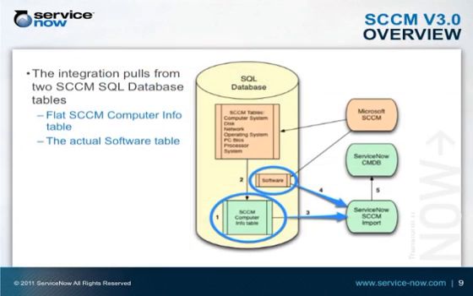Now let's move into the version 3 plugin of SCCM integration. This plugin is very similar in the end result, but it's very different in how that data comes into ServiceNow. First of all, that integration is going to pull from two SCCM SQL database tables rather than many. First, it's going to pull from a flat transition table named something similar to SCCM Computer Info Table. Once it's pulled information from there, it's going to pull from the software table, the same software table that the version 2 plugin pulled from.